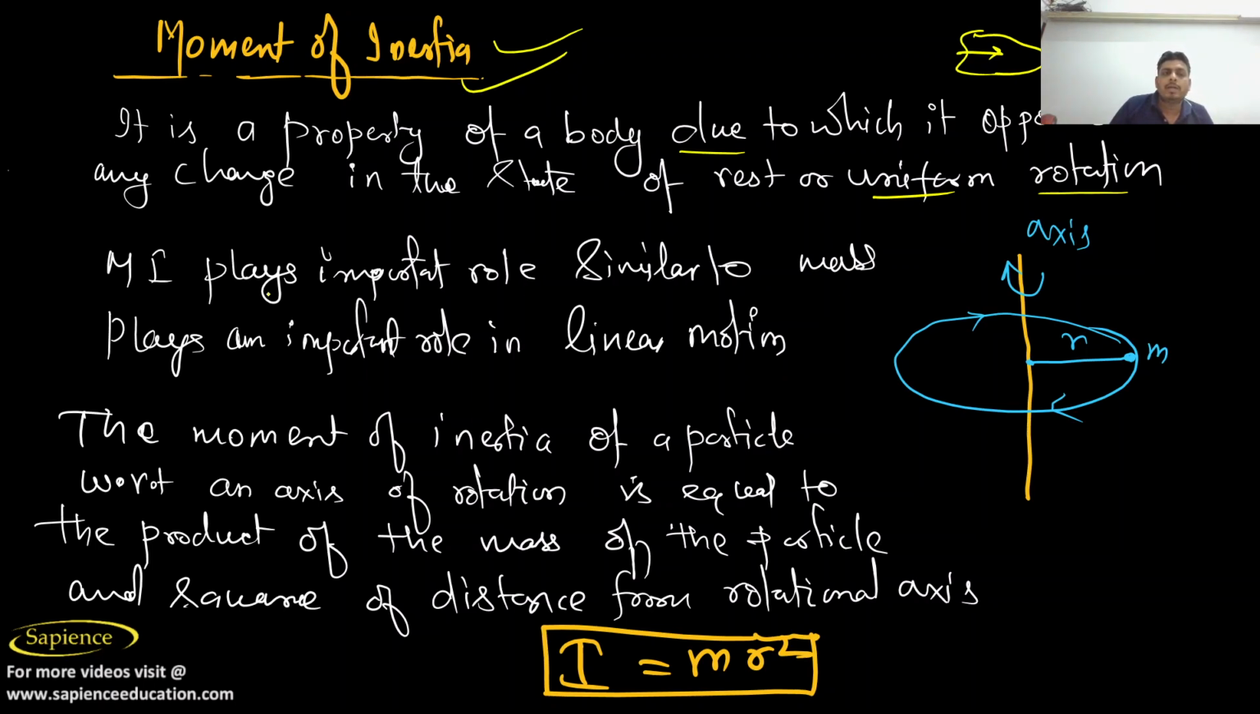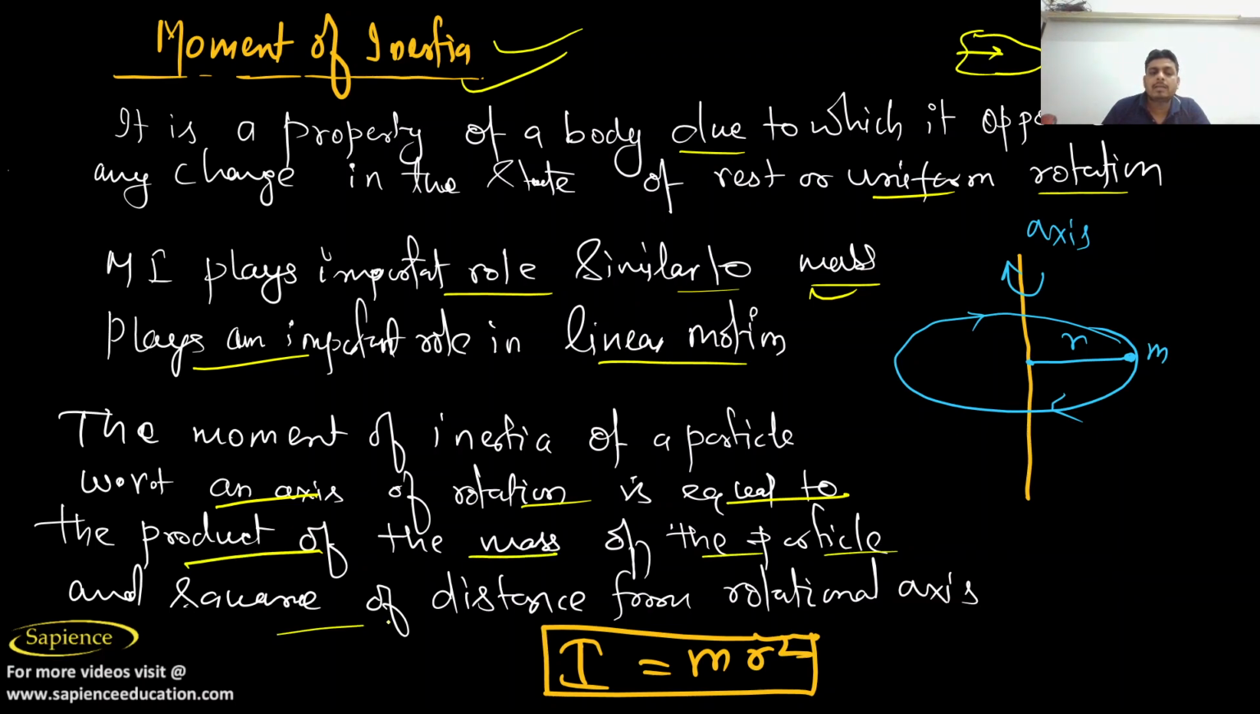Moment of inertia plays an important role in rotation, similar to the role mass plays in linear motion. For linear motion, if more mass is there, it means more force we have to apply to change its state. Similarly, if the moment of inertia is more, it means more torque is required. The moment of inertia of a particle with respect to an axis of rotation is equal to the product of the mass of the particle and the square of the distance from the rotational axis.